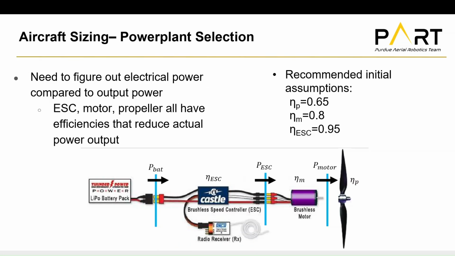Okay, so now we're going to look at power plant selection. If you don't know, a power plant is your motor and your propeller combo. And in terms of electric planes, you also need something called an electronic speed controller, known as an ESC. All three of these components are part of your power plant for us, and they have some efficiencies to them here. These are recommended initial assumptions about those efficiencies so that you have numbers to work off.